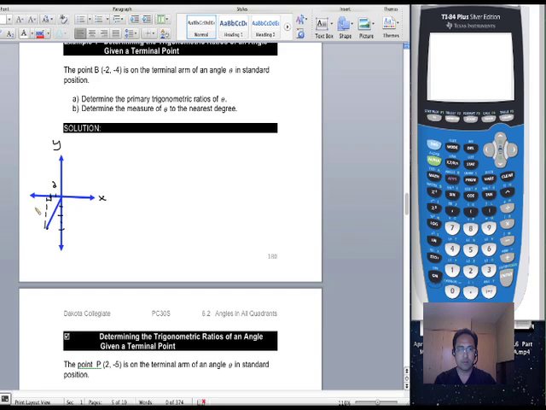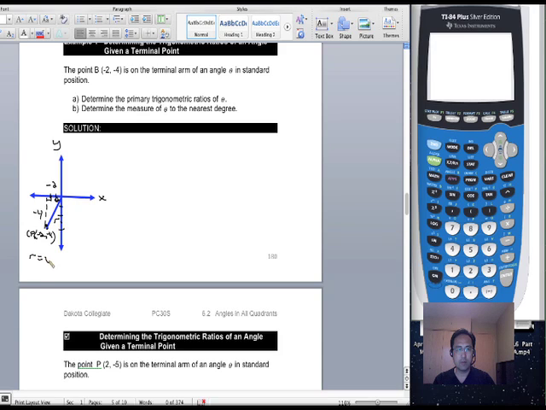We know that this value is, actually, -2. This value is -4. And we have this r value here. Theta is what we're looking for here. So here we have this point (-2, -4). Okay, so to figure out what this r value is, we're just going to use Pythagoras.